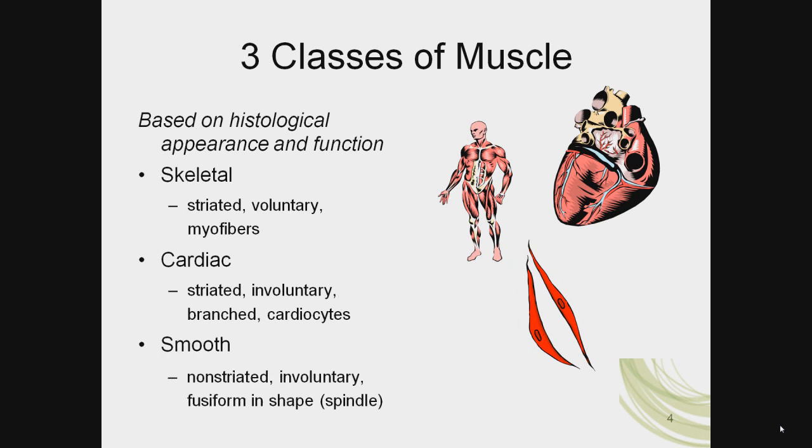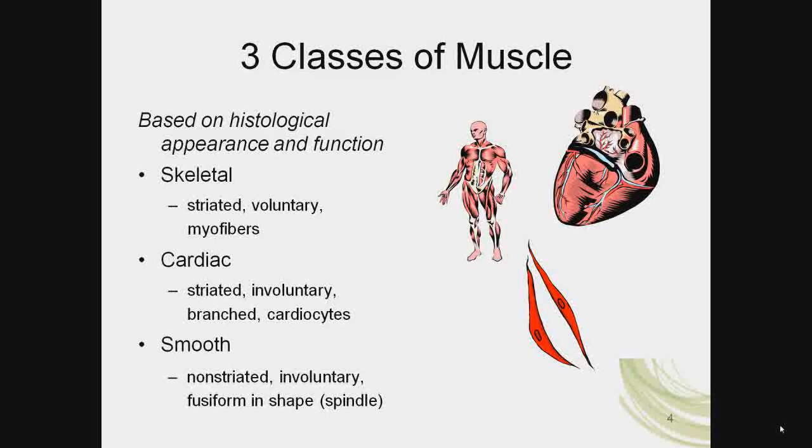And lastly, we have smooth muscle, which is shown here in the bottom picture of the three pictures that I have. It is non-striated, no lined appearance. Unlike the heart picture and the skeletal muscle picture, where you see lines, smooth is not lined, it's non-striated. It's involuntary. Smooth muscle lines blood vessels. It lines your intestinal tract.